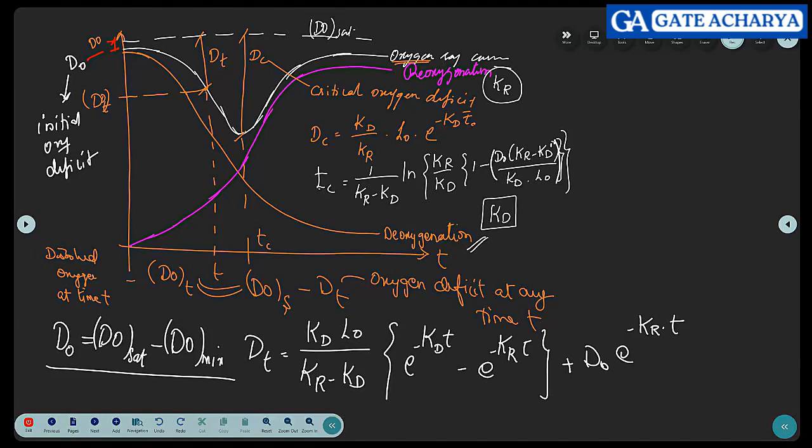If 2 MLD of effluent with 1.5 milligram per liter of DO gets mixed with 50 MLD of river water with a DO concentration of 7.8 milligram per liter.